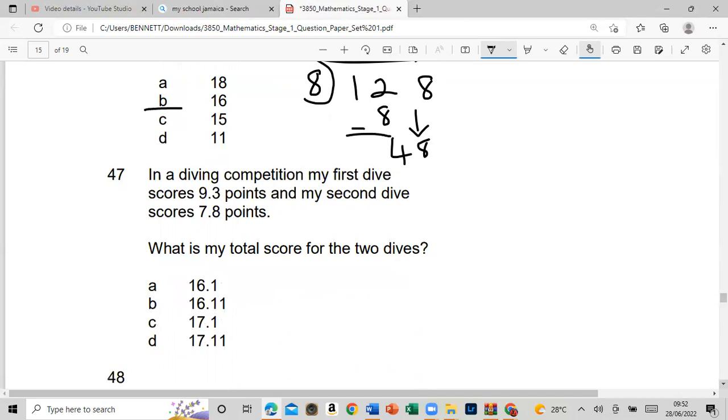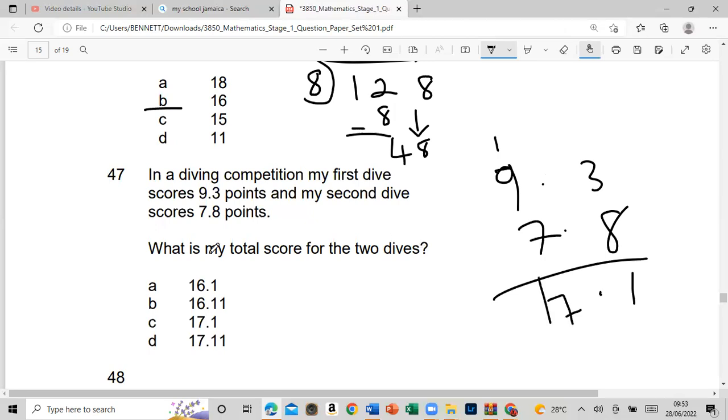In a diving competition, my first dive scored 9.3, my second dive scored 7.8. What is the total score for this? So that's 1 decimal point 1.